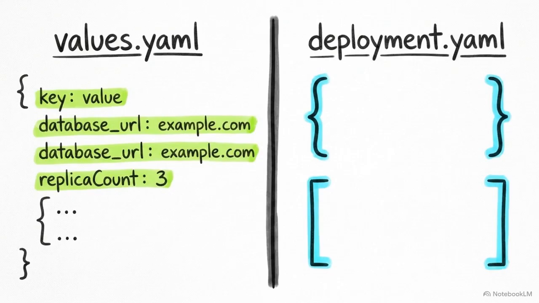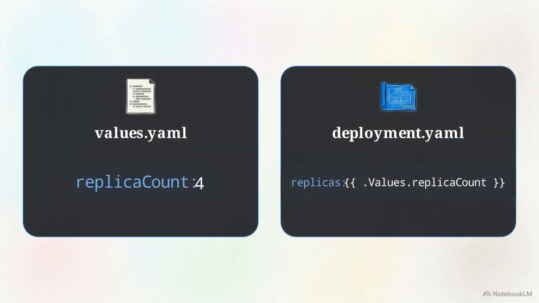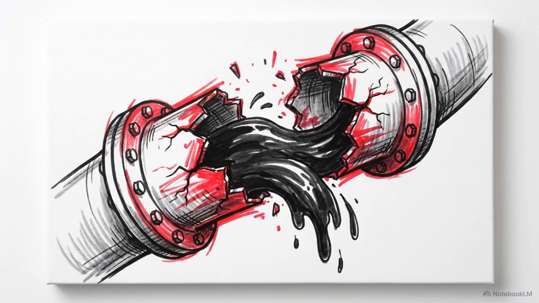To bridge the two, we parameterize the template files, stripping out hard-coded strings and replacing them with variable references. Using Go templating syntax, the rendering engine reads replica count from the left, dynamically injecting that value directly into the deployment template on the right. But if a pipeline executes and that configuration parameter is missing, the deployment will fail.